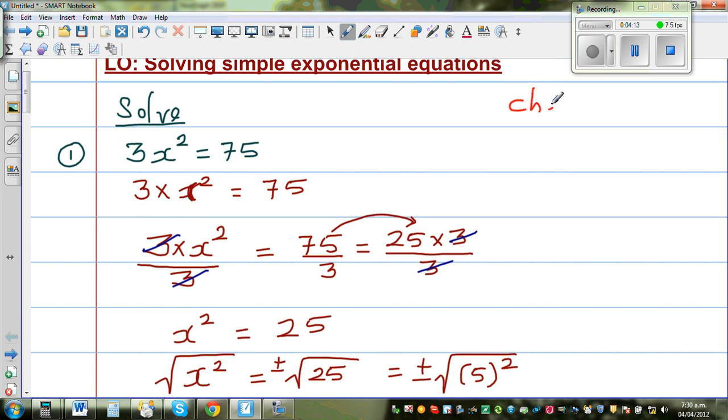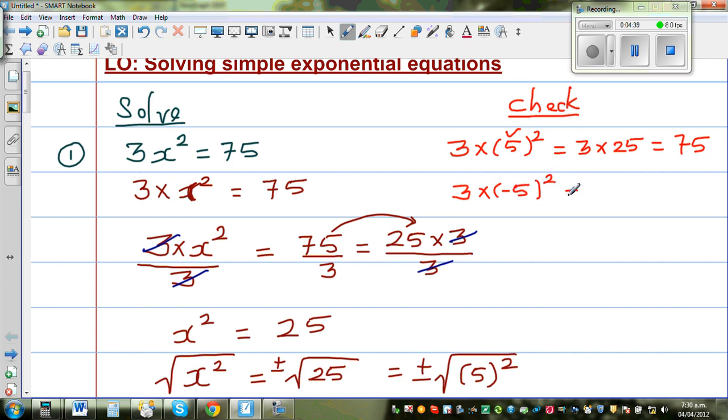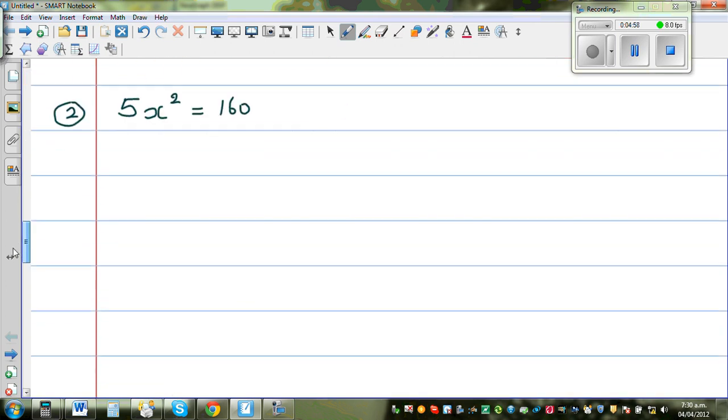So I'm going to check my answer, plus or minus 5. What are we doing? This is 3 times 5 squared. So this is 3 times 25, which is 75. So plus 5 is right. What if I put minus 5? 3 times negative 5 squared is also 3 times 25, because negative 5 squared also gives you 25, as I showed you just now. So that is also 75. This step is very important. You need to go back and always check whether the answer is making sense. Okay. Let us move on to the next question.